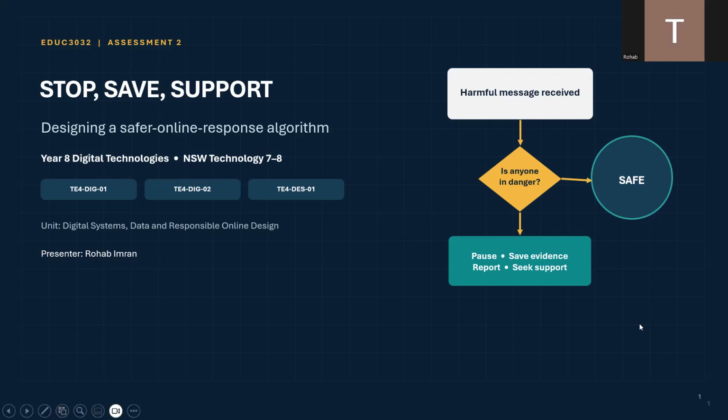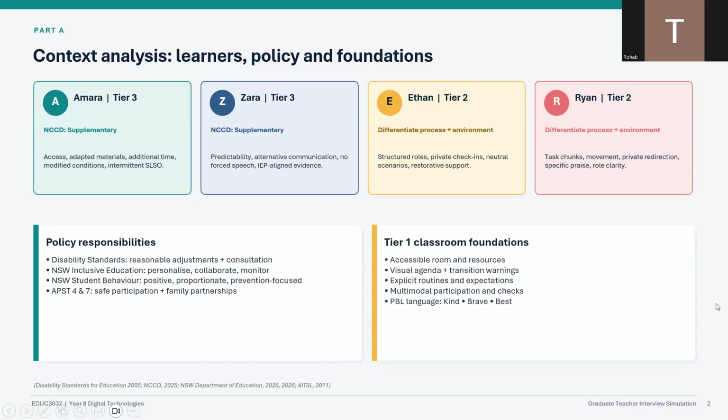Let's move ahead. So this is the context analysis: learners, policy, and foundation. We have four students who are tiered at different levels.